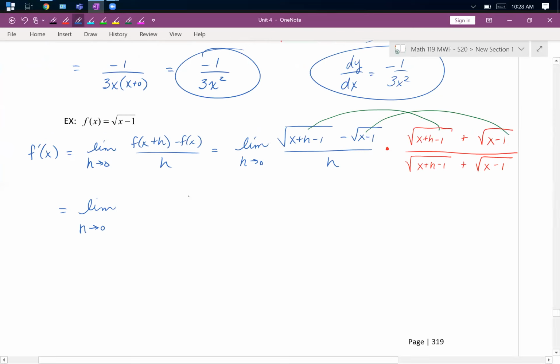Square root of x plus h minus 1 times the square root of x plus h minus 1 gives us x plus h minus 1. Now the next one, this is where it's easy to make a mistake. We have a negative times a positive, so it's going to be minus, but we have to put the next part in parentheses. Square root of x minus 1 times square root of x minus 1 is x minus 1. And in the denominator, we do not want to distribute because we want to cancel that factor of h. And if I distribute, well, then I won't have a factor of h anymore. Distribute in the numerator.